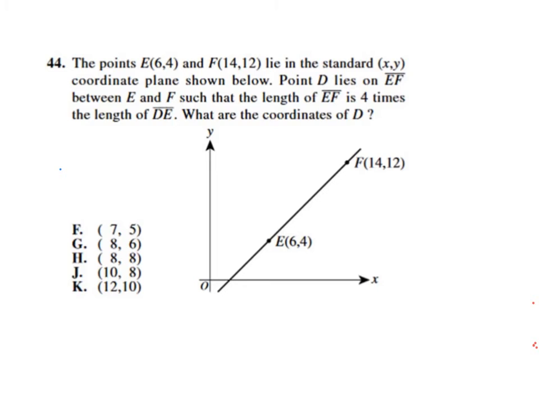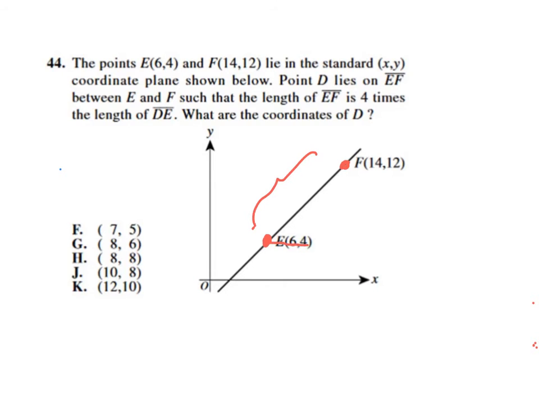Number 44, the points E, which is at 6, 4, and F, which is at 14, 12, lie in the standard XY coordinate plane shown below. Point D lies on EF between E and F, so somewhere between the E and F, such that the length of EF, so this whole length from here to here, is 4 times the length of DE. What are the coordinates of D?